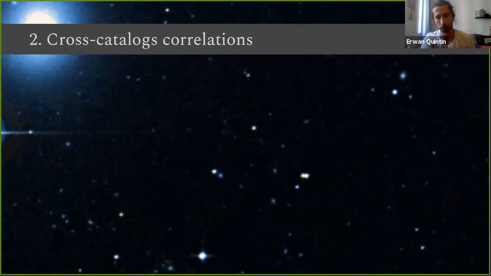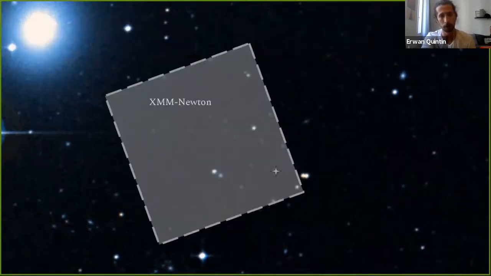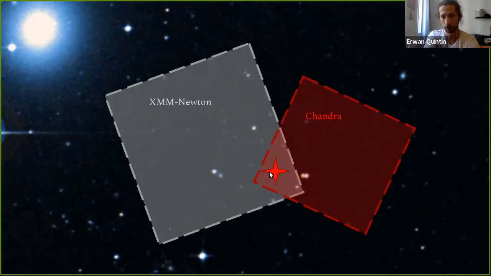The picture is pretty simple. Let's say there is an XMM-Newton observation of the sky, and XMM-Newton detects a source here. 6 months, 2 years later, Chandra observes nearly the same patch of the sky and detects a very bright source. If Chandra and XMM-Newton don't talk together, they won't know that something happened here. So what we do is we correlate those sources and identify the physical source that is behind it. In fact, we associate the XMM-Newton and the Chandra source.